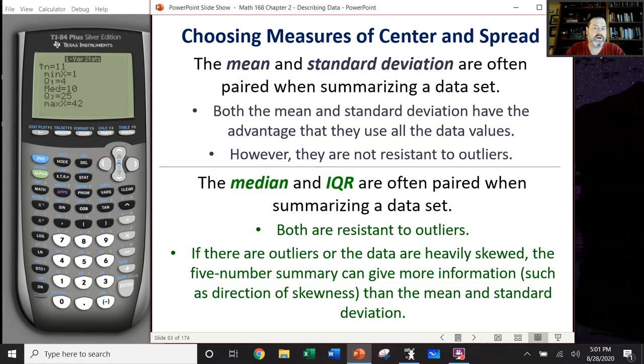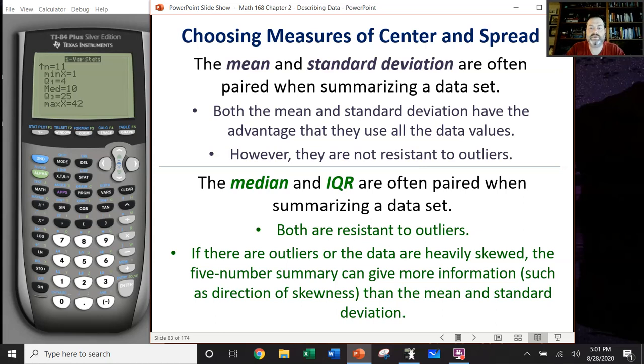The median and IQR are often paired when summarizing a data set. Both are resistant, so that is a plus. But again, they're considered to be less useful because they don't fully represent all of the data. The calculation for finding the median and IQR uses at most 6 data values, which is not that many.